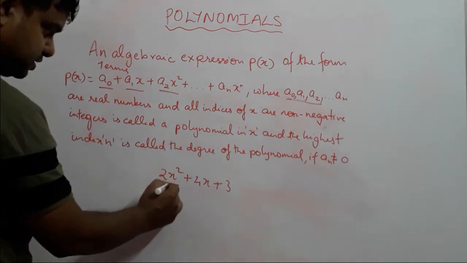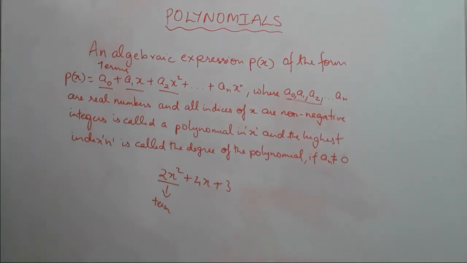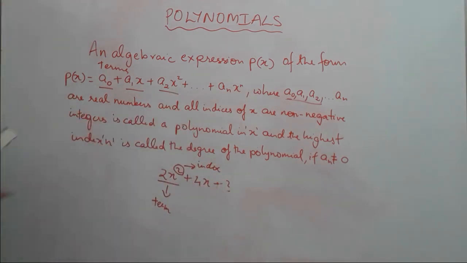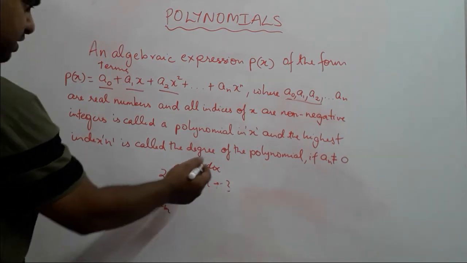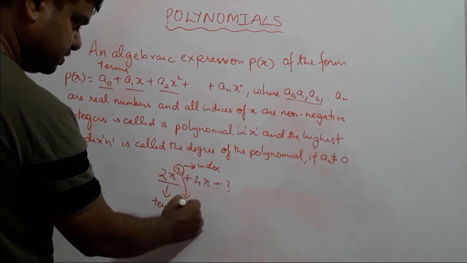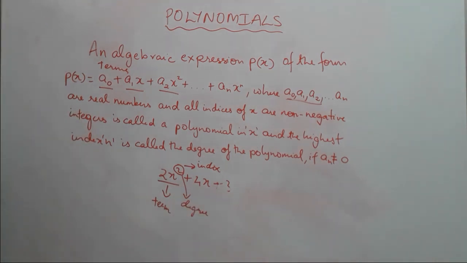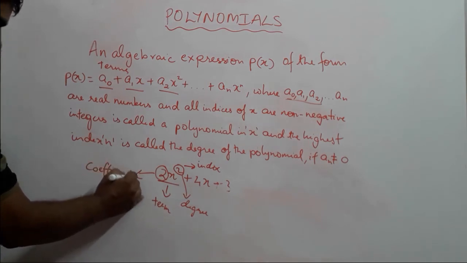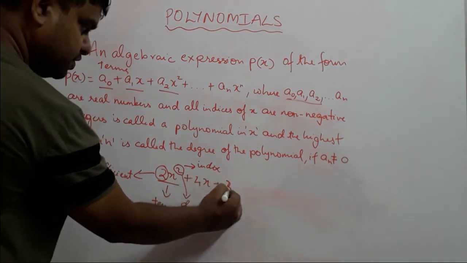So 2x square, sorry, is one term, the first term. 2 is known as the index, or indices in the plural. So that is the index. It is also known as the degree. That is obviously the highest degree of this polynomial, but it is also known as the degree of that particular term. And 2 is known as the coefficient.